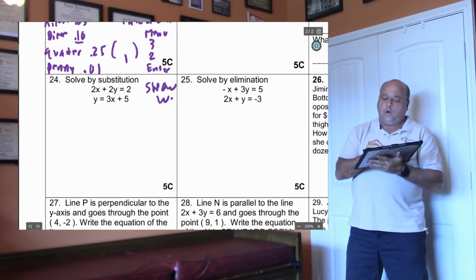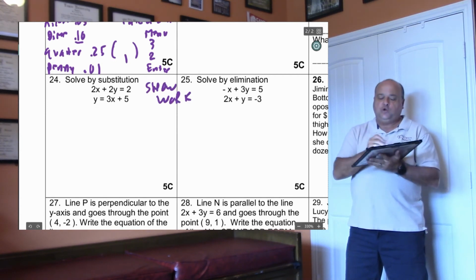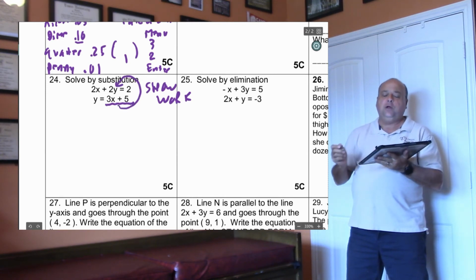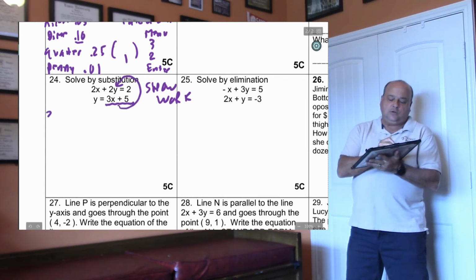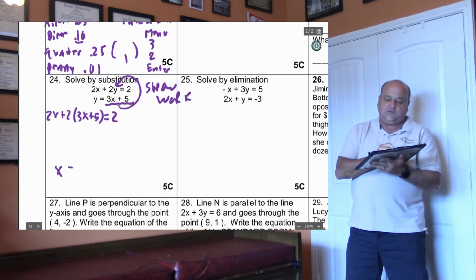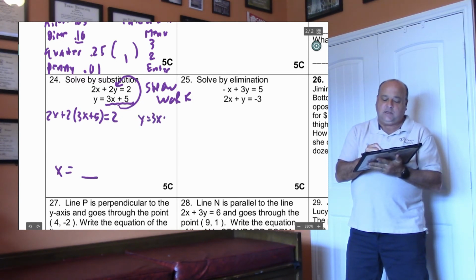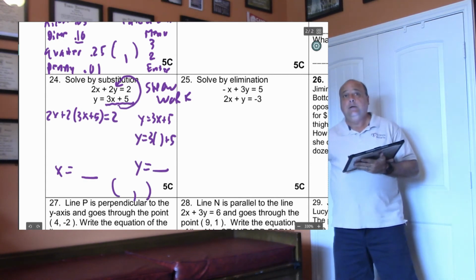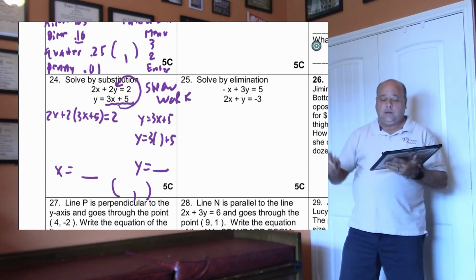Let's go to 24. Show your work on this. If you do not show your work, you will not get credit. So on this problem here, my y is equal to 3x plus 5. I'm going to put it right into that y. So 2x plus 2 parentheses, 3x plus 5 equals 2. Solve this for x. Once you have that, write down y equals 3x plus 5. You're going to replace the x right here or substitute it and find your y, and your answer is going to be an ordered pair. So you should be able to do that, okay?